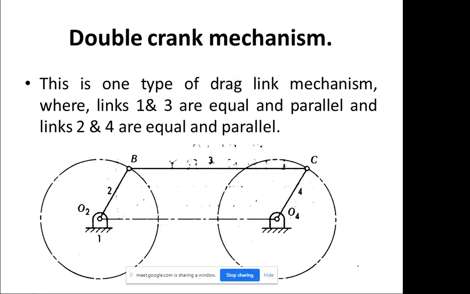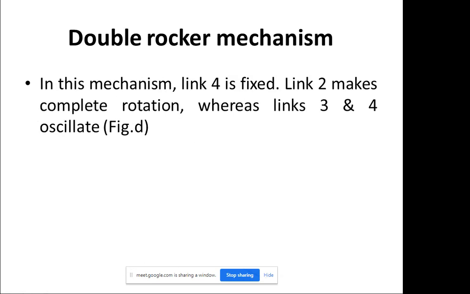This is one of the types of drag link mechanism where links 1 and 3 are equal and parallel, and also 2 and 4 are equal and parallel. You can see this is a type of parallelogram. So if 2 and 4 are equal, and 3 and 1 are both equal, and the links are equal in length and parallel, this is known as a double crank mechanism.